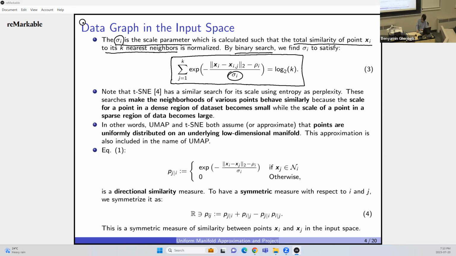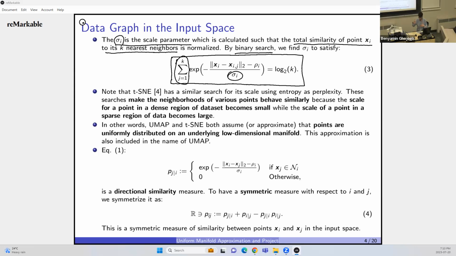Why? Because we want the total similarities. This is total, right? The total similarity of point xi to its k nearest neighbors to be normalized. Okay. And how can we do binary search? What do I mean by binary search? For example, you know what is the maximum upper bound for sigma i? Assume it is 100. And we know the smallest one maybe is 0, right? Because it's a non-negative parameter.